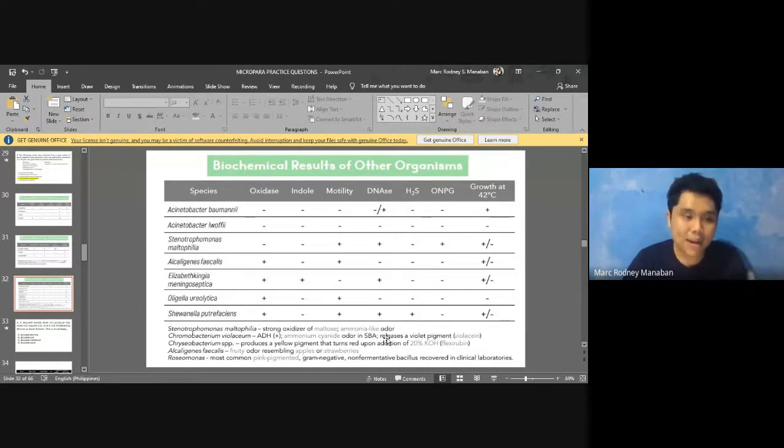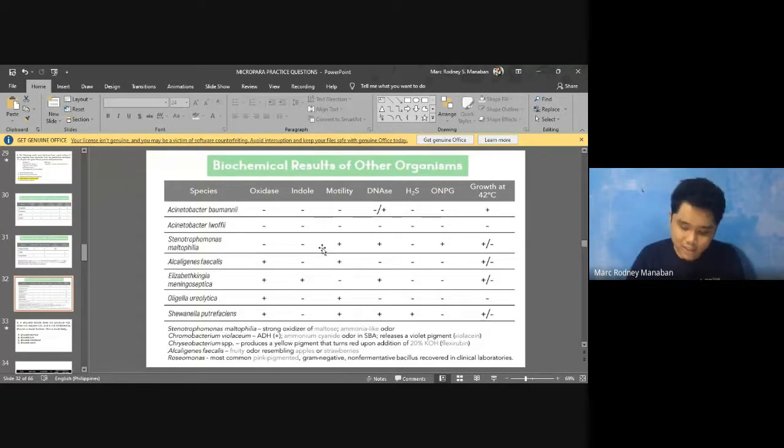Ammonia-like, alright? But if the question is ammonium cyanide odor, that is Chromobacterium violaceum. It's also in the name of Chromobacterium violaceum, it has a violet pigment, violacein. And your Alcaligenes faecalis, again, fruity odor resembling apples or strawberries.